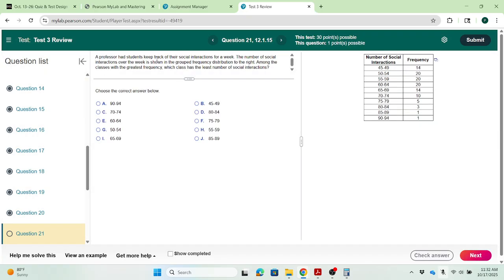A professor had his students keep track of their social interactions for a week. The number of social interactions over the week is given here in the grouped frequency table to the right. Among the classes with the greatest frequency, first find out the greatest frequency. There are three groups with the greatest frequency: 20, 20, 20. Among these three, which class has the least number of social interactions? As you can see here, 50 to 54 is the least one out of these three groups. So 50 to 54 is the answer.